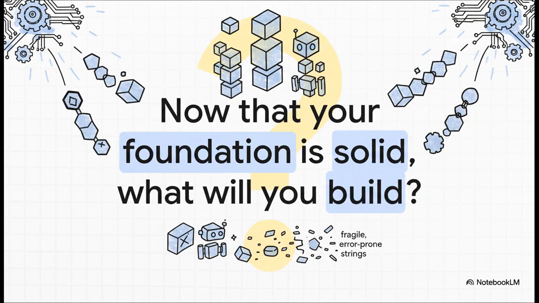So by moving from these fragile little strings to production-ready blueprints, you're doing more than just fixing errors. You're building the solid foundation that the next generation of AI agents and chains is going to be built on. So now that your foundation is solid, the real question is, what are you going to build?